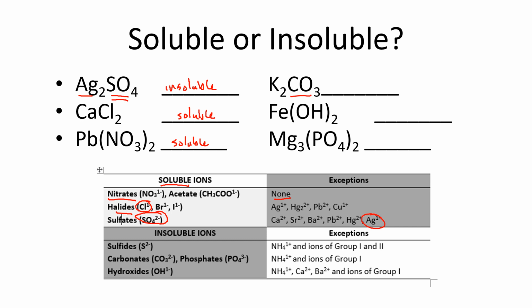Carbonates. So next we're going down below here. Carbonates are usually insoluble. Potassium is group 1. So that means that this one will be soluble because it's an exception to the rule. Hydroxides. Hydroxides are usually insoluble down here. And iron is not in this list of exceptions, which means this is definitely insoluble. And magnesium phosphate is our last one. Phosphates are insoluble. Is magnesium an exception? No, it is not. So again, insoluble.